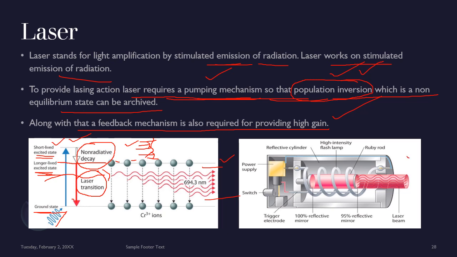So this is a figure of the first laser, which is the ruby laser, and in this we can see a power supply, a reflective cylinder, a ruby rod, and two mirrors used for reflecting the photons created by the stimulated emission. One is a 100% reflective mirror and the other is a 95% reflective mirror. The work of these mirrors is to provide a feedback mechanism. There is a high intensity flash lamp used for optical pumping, and from the 95% reflective mirror, the 5% of the energy is used as a laser beam. So these are the components of the first ruby laser.